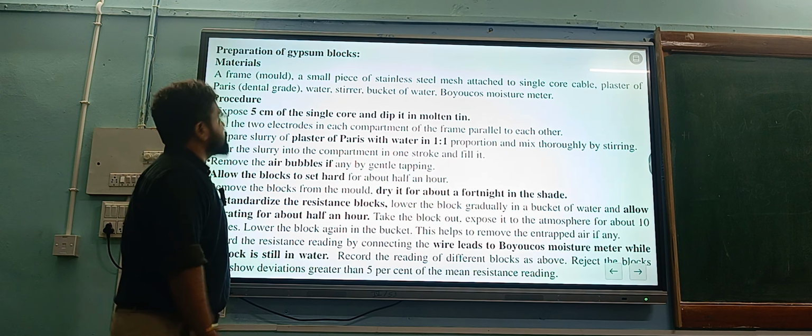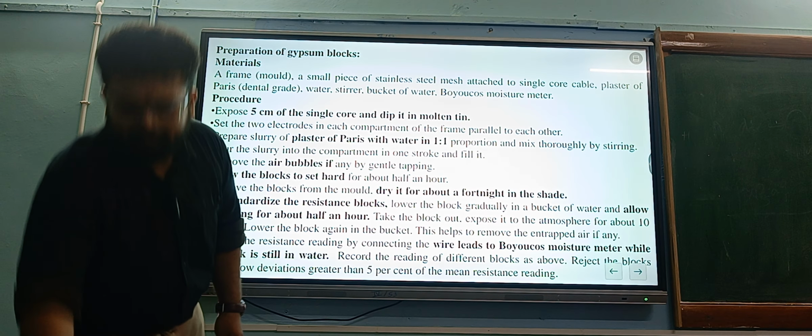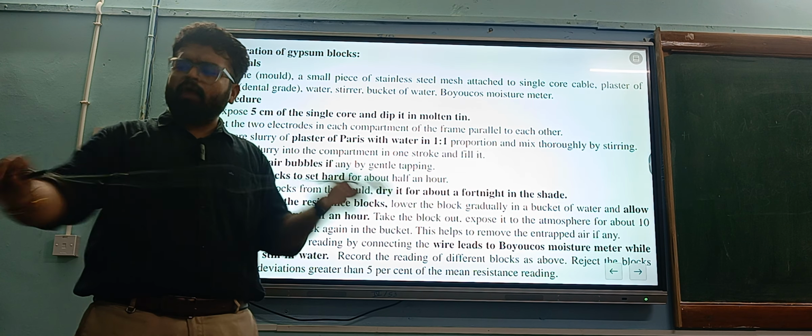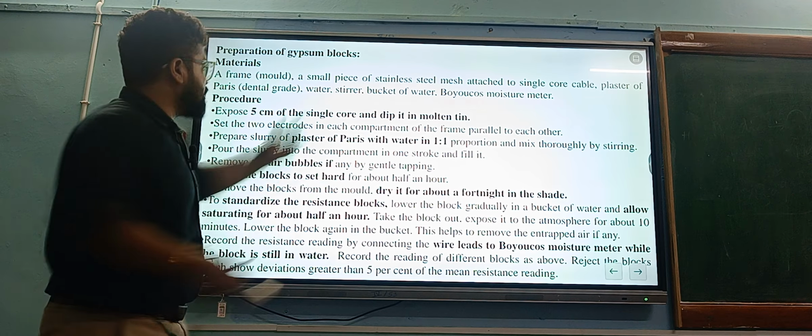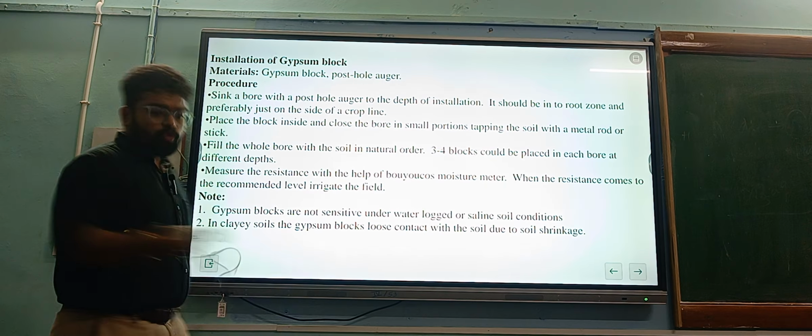The next is how to prepare this gypsum block. Just take plaster of Paris, take some molds, and place the molds and a few wire electrodes. If you connect it, the plaster of Paris gypsum blocks are ready. The next, how to install this.